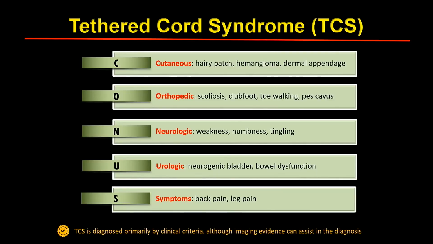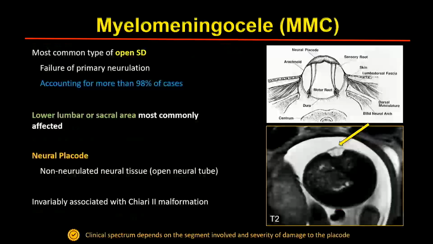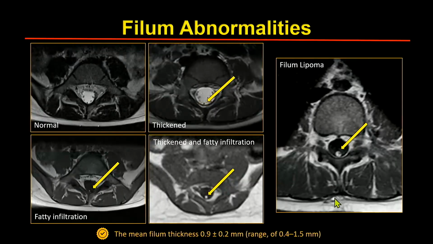However, I would still say in about 90% of the cases, imaging is very helpful and is abnormal. And what is the spectrum of filum abnormalities that we can see in the setting of tethered cord? Of course we can have a normal filum with a low-lying conus. We can have just fatty infiltration without thickening. We can have a thickened filum without fatty infiltration. We can have a thickened filum with fatty infiltration. And we can have an obvious filum lipoma.